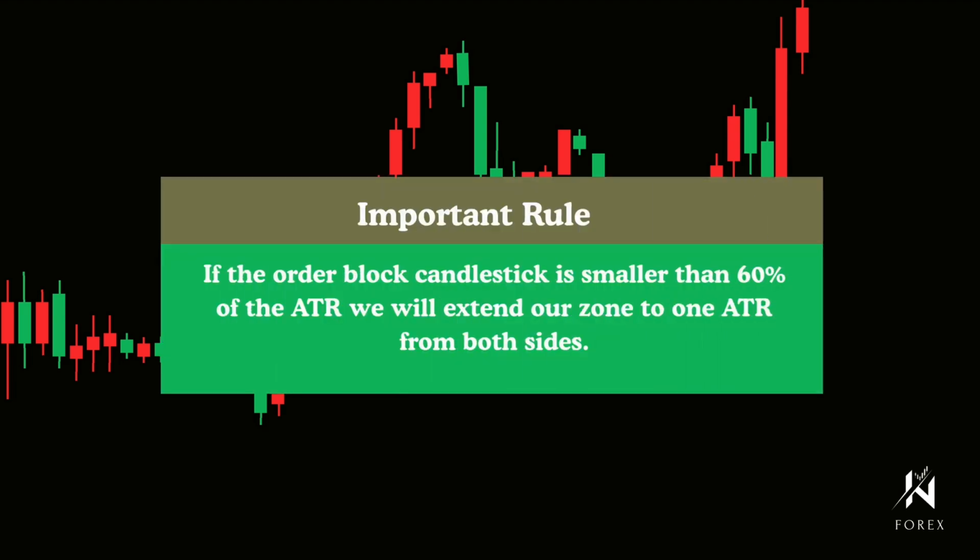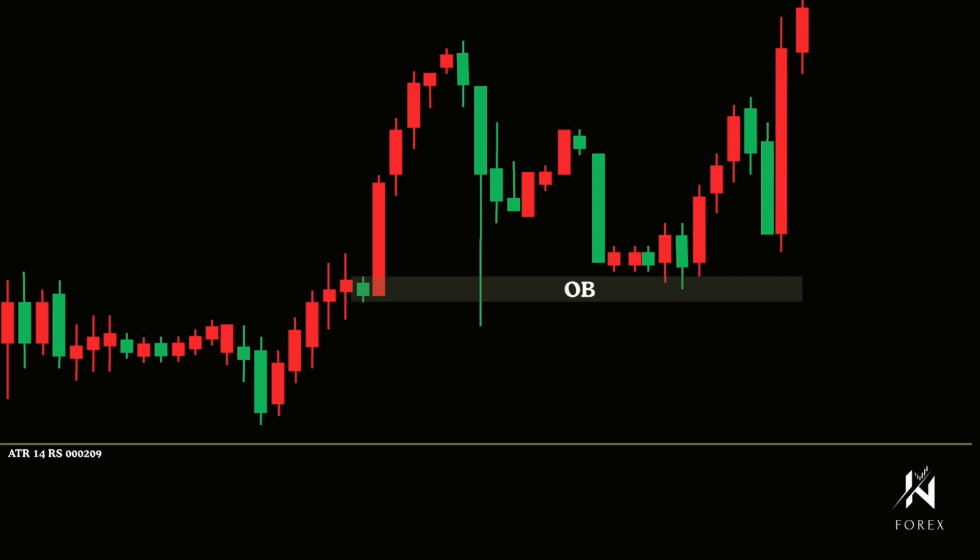If the order block candlestick is smaller than 60% of the ATR value, we will extend the zone to one full ATR on both sides. For example, if the ATR indicates that the average candle size over the past 14 periods is 20 pips and the order block is less than 60% of that, which is 12 pips, then we will extend the zone to cover 20 pips in total.